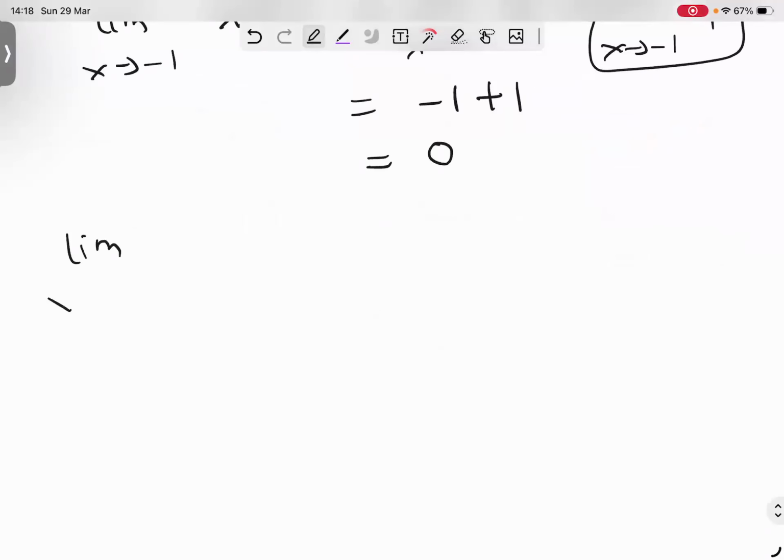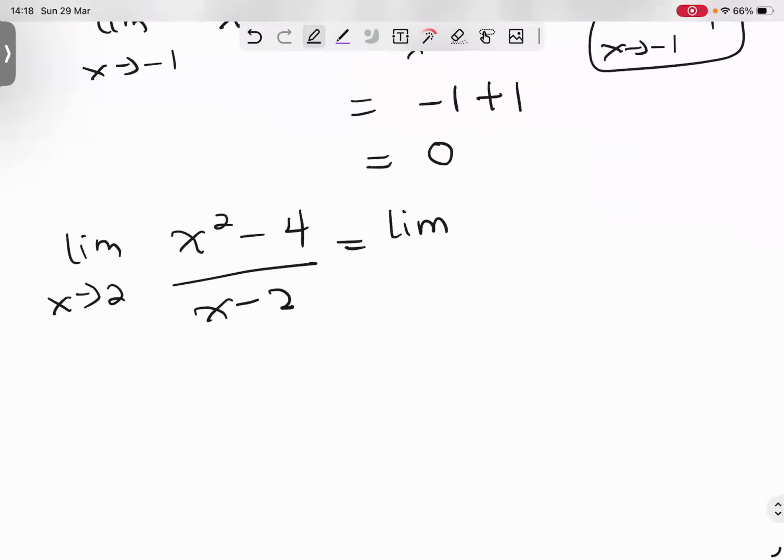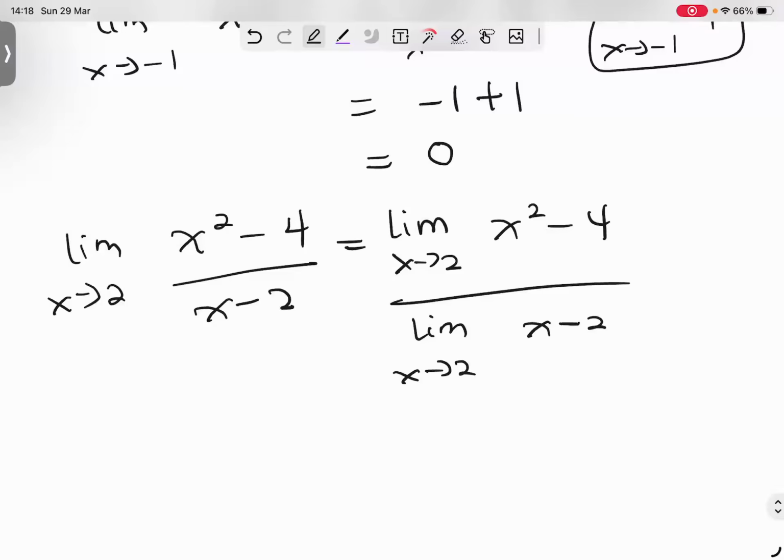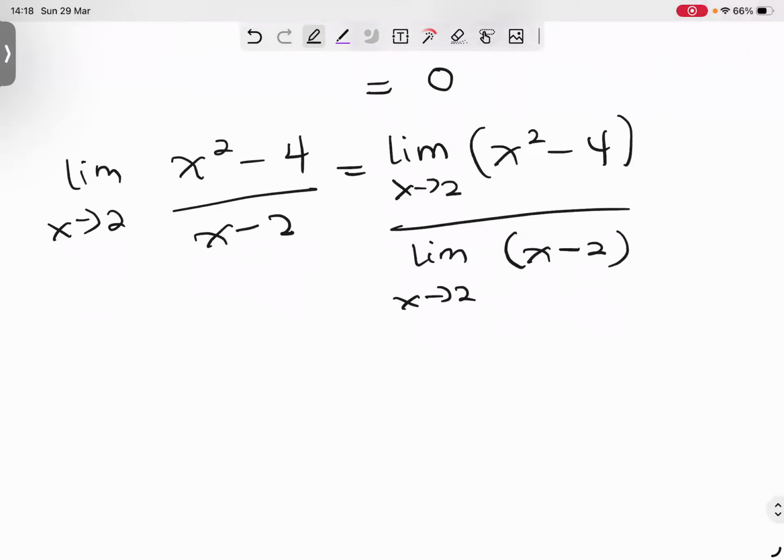Now, let's look at the example the gentleman wanted us to try for him. So we have the limit as x approaches 2 of x squared minus 4 divided by x minus 2. Here we have the quotient of two functions, so we use the quotient property. That is, apply the limit on the numerator, so the limit as x approaches 2 of x squared minus 4, divided by the limit as x approaches 2 of x minus 2. Let me put this in brackets so it doesn't confuse you that the limit is only on the x squared. Wherever we see x, we are going to put the 2 there.